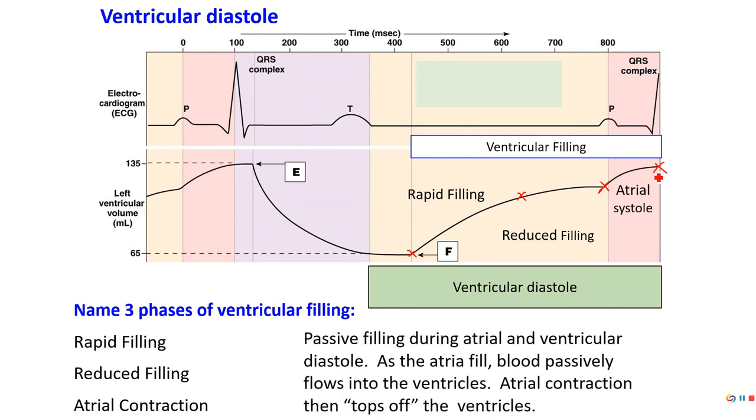And so during rapid and reduced filling, it's passive filling, meaning the ventricle's not contracting. What happens is the valve between the atria and the ventricles opens, and blood just drains into the ventricles. But at the end of that, the atria contract to top off the ventricles so we can get as much blood into the ventricles before they contract. And so that's where we're going to end this mini lecture, and we'll continue from this point with part 2.